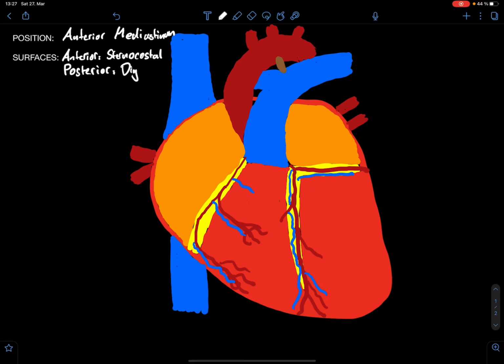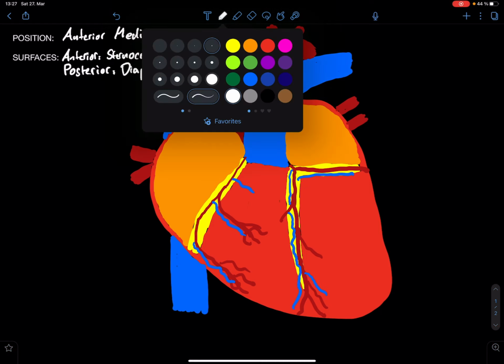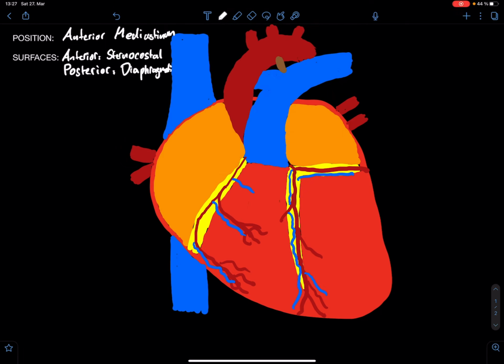diaphragmatic surface. I always make the same mistake. That's the same one as in the last video. Yeah, well, just Google how to spell it. I have terrible handwriting. Some say it might predestine me to become a doctor. I think it will kill somebody one day.